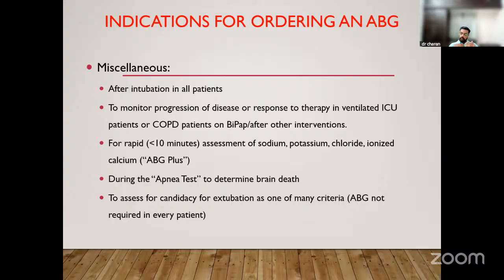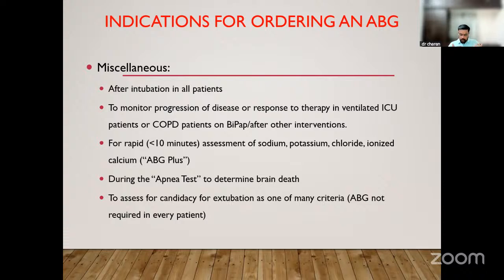Next is to monitor progression of the disease, as we saw earlier, like in sepsis. In COPD patients, when you put them on a BiPAP or a ventilator, what we expect is that carbon dioxide or oxygenation status improves. That improvement can only be seen by doing a serial ABG.